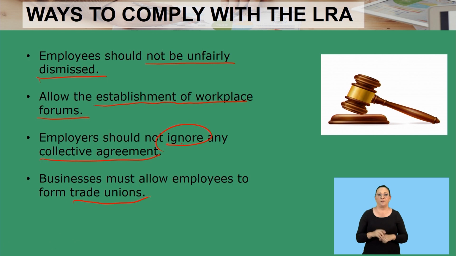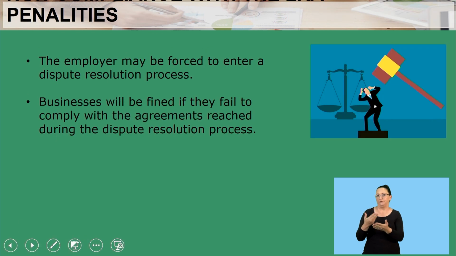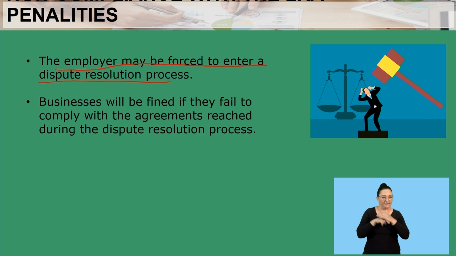Businesses must allow employees to form trade unions. It's very important. Allow them. That is ways to comply. Penalties. If we do not comply, there are penalties, punishment, meaning the employer may be forced to enter a dispute resolution process if they do not comply. Businesses will be fined if they fail to comply with the agreements reached during the dispute resolution process.